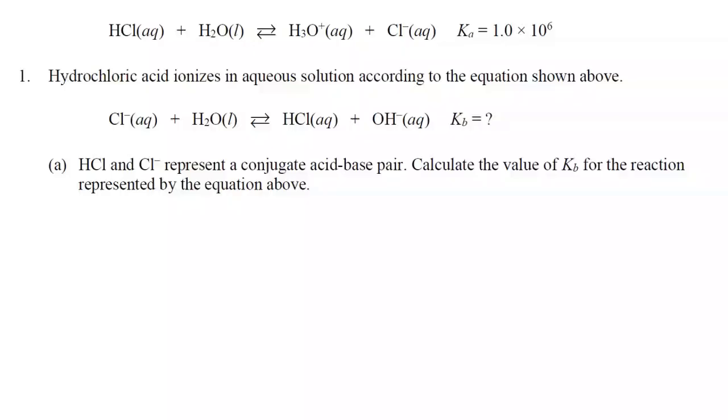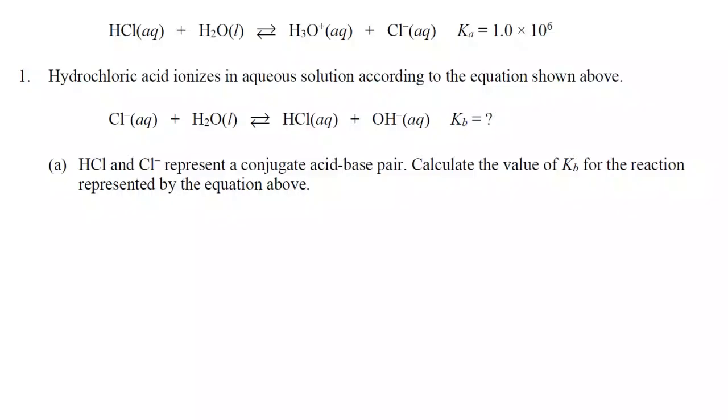Part A, HCl and Cl- represent a conjugate acid-base pair. Calculate the value of Kb for the reaction represented by the equation above. Now, since HCl is a very strong acid, we would expect Cl- to be a very, very weak base. In fact, it's so weak, it is considered to be negligible or insignificant, so that chloride ion does not affect the pH of the solution at all. In fact, any negative ion or anion that comes from a strong acid will be negligible and does not affect the pH of the solution.